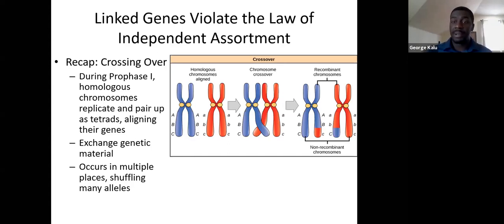And then keep in mind that this is going to be happening in multiple places along the chromosomes. Okay? So there's going to be several alleles that are going to get shuffled during this process, not just one like it's shown in the picture. Okay? But it's going to be happening all over the place where we're going to have crossing over.